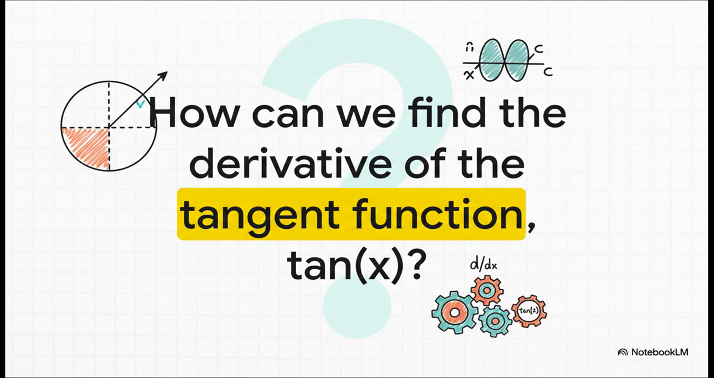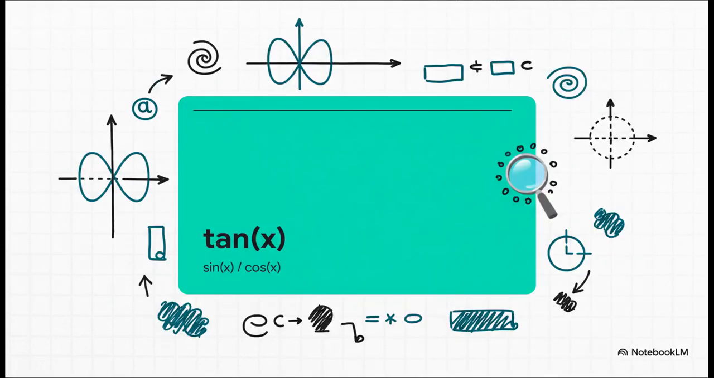Well, the trick is to remember what tangent is really made of. Right? It all comes down to that key identity. Tangent of x is just sine of x divided by cosine of x. As soon as you write it that way, the problem completely changes. It becomes something we absolutely know how to solve.